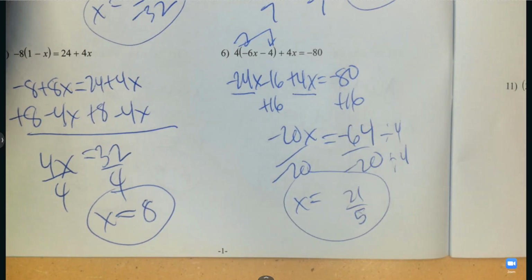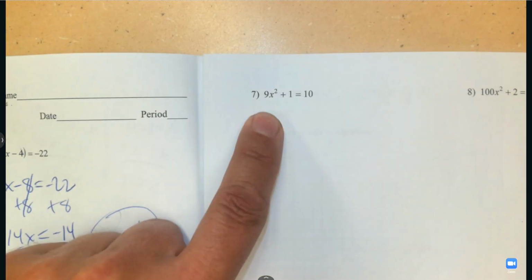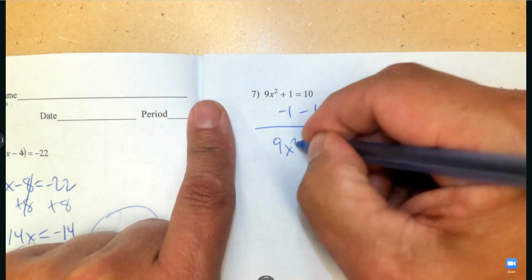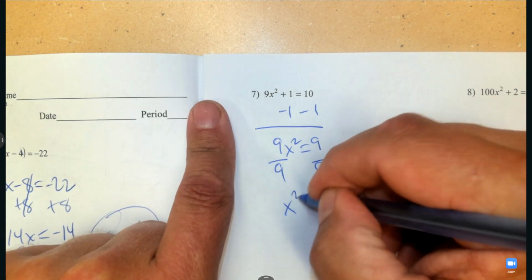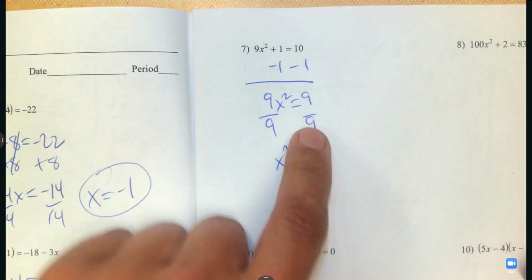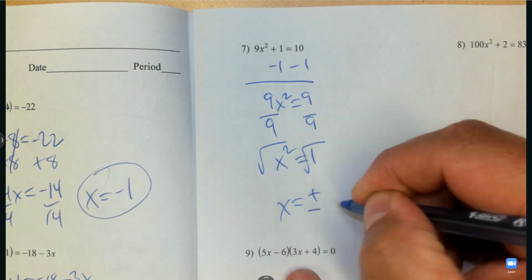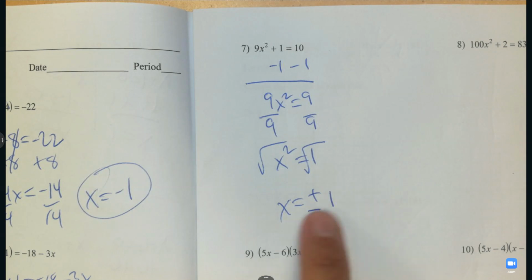All right, on to quadratic. Next page. So number 7. I want to solve it. So I'm going to subtract 1 from both sides. Then I'm going to divide by 9. Now remember, 9 divided by 9 is 1. When you square root, the answer is both positive and negative. So what number times itself is 1? It's 1. So it's positive 1 and negative 1.